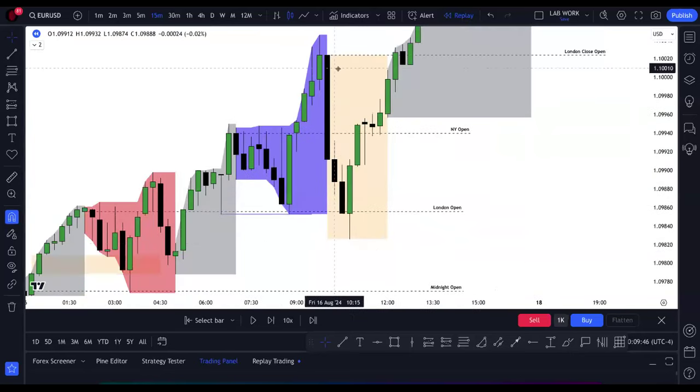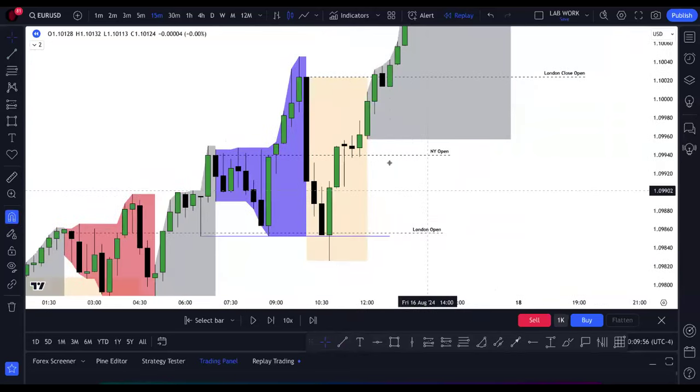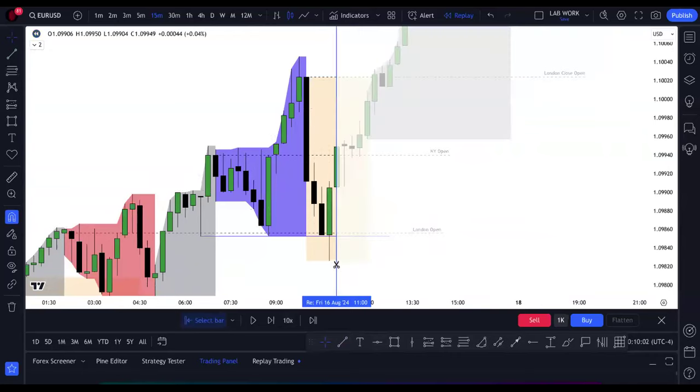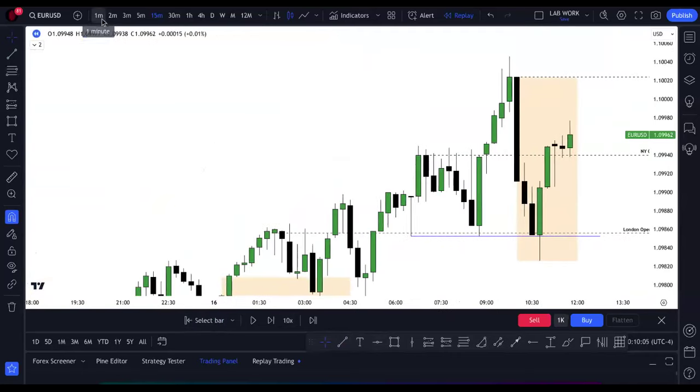And then you can see, look at London close. London close raids that clean low that's formed in the New York session and the dead zone, the London lunch zone. London close comes down, reversal, takes it out, runs sell side, and pushes back up. Let's just study this real quick. I just want to see it for myself for study.